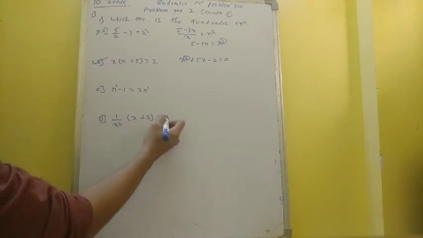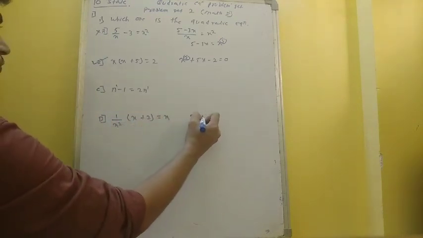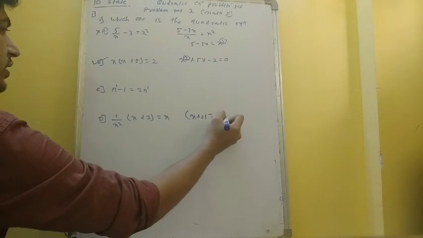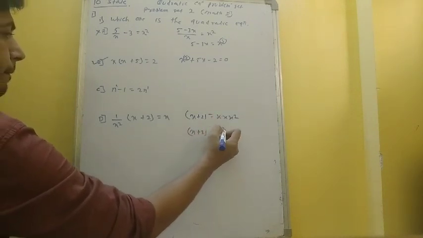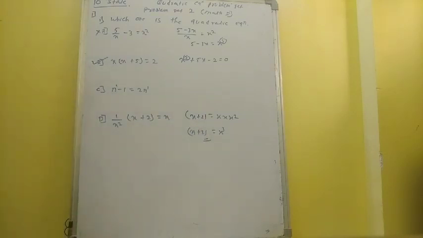X square in the denominator, they will go there and become x plus 2 is equal to x into x square. We have x cube. Okay, so we came to know that B is the quadratic equation.